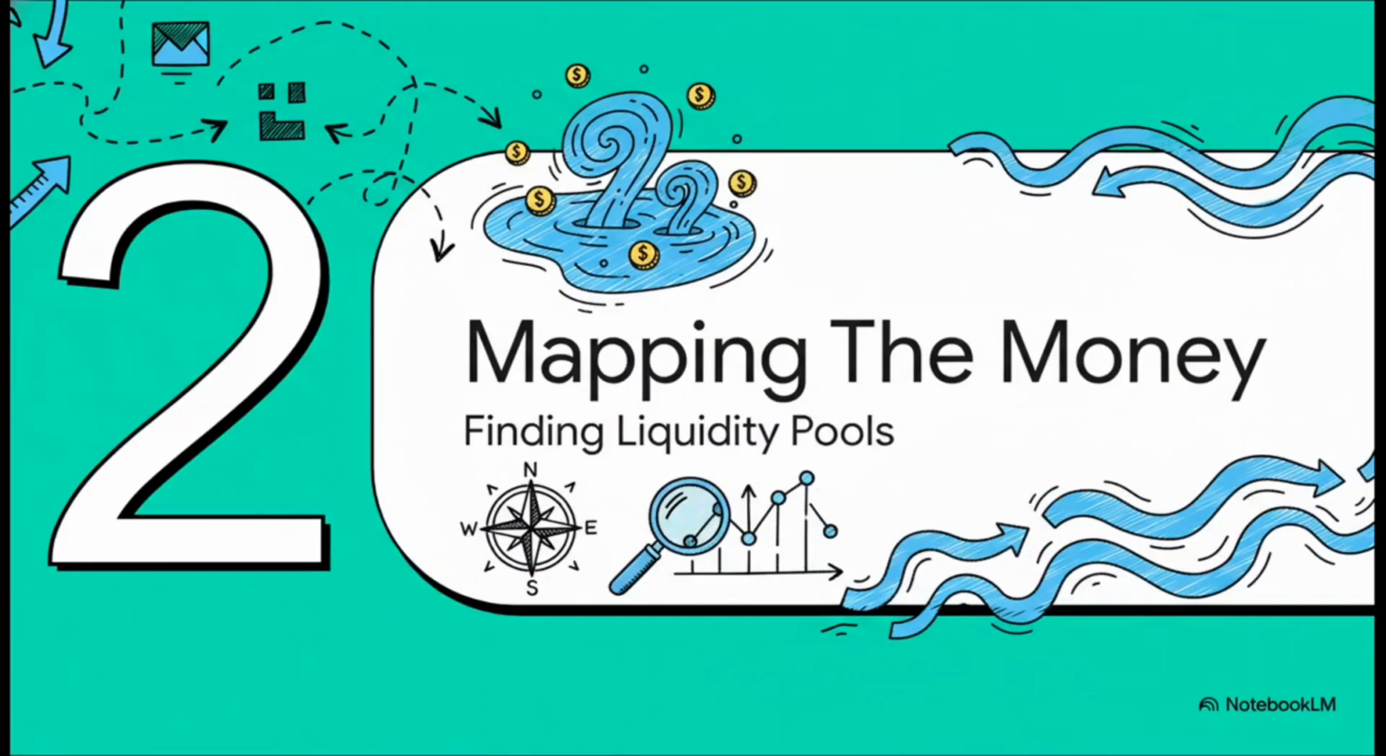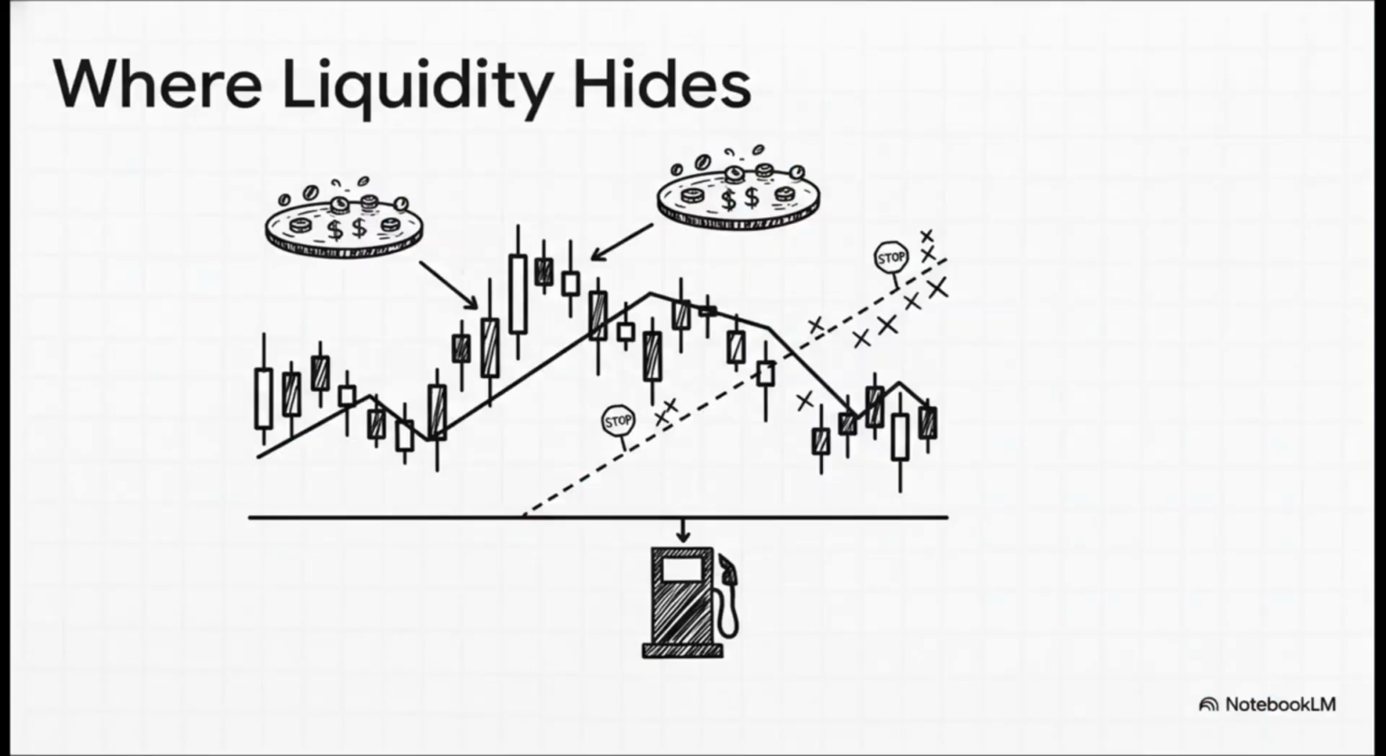Okay, so we know what liquidity is, in theory. But where the heck do we actually find it on a chart? That brings us to our next section, mapping the money. Liquidity loves to hide in plain sight, in really predictable spots. We're talking about all the places traders love to stick their stop losses. Those obvious equal highs and lows, major swing points, trend lines and channels, session highs and lows, and of course your classic support and resistance levels. These spots are basically the market's gas stations, just waiting for price to come and fill up.